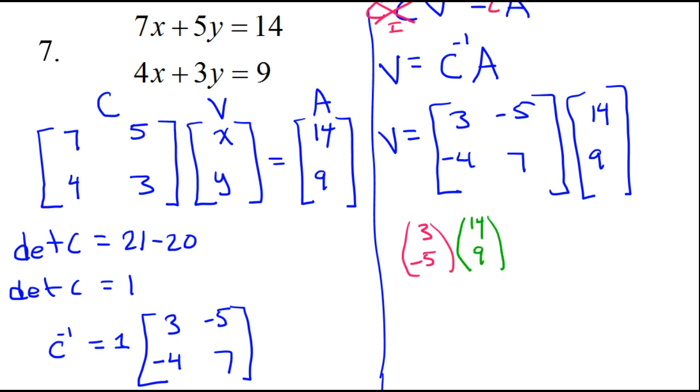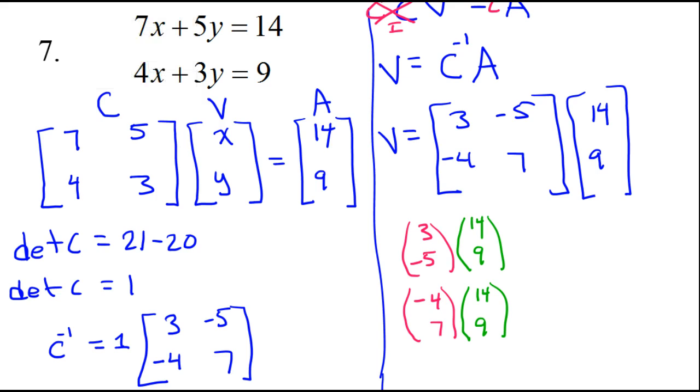All right, now I'm going to do the second row. So the second row is negative 4, 7. And again, I'm going to write it vertically, even though it is a row. And I will again multiply it by my one and only column, which is 14, 9. So what I need to do is multiply these together and add the result.